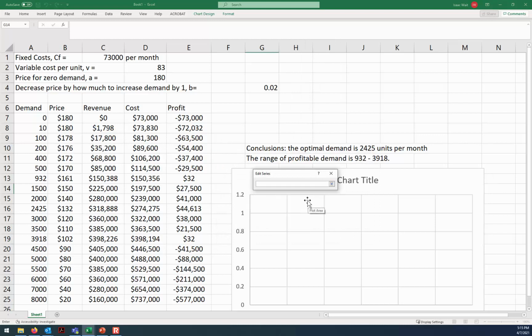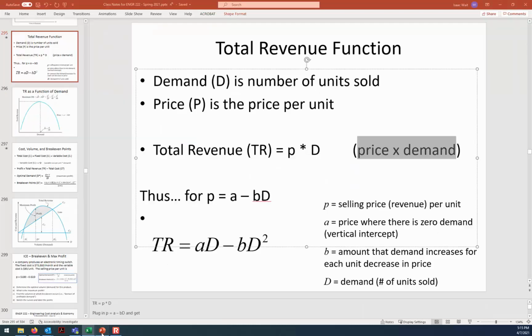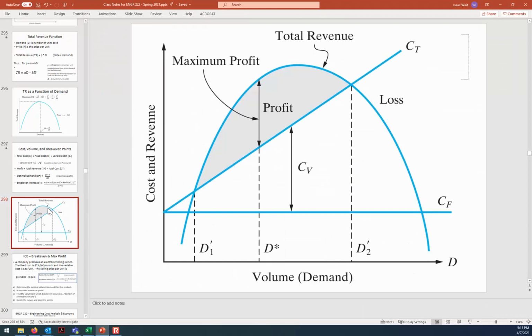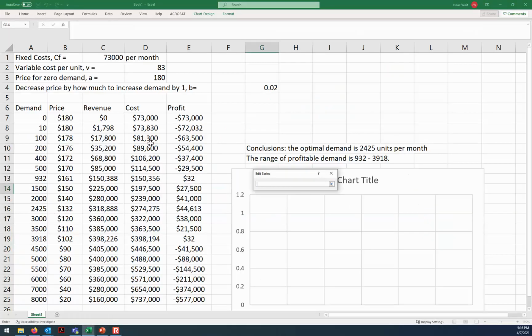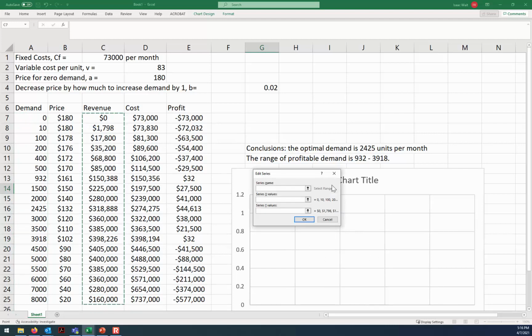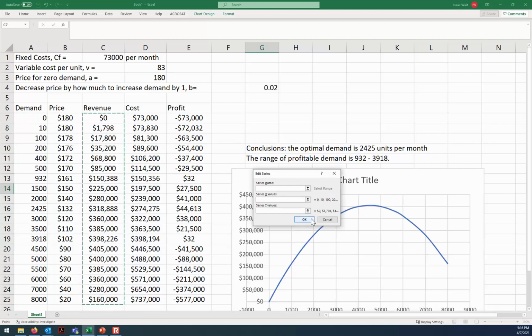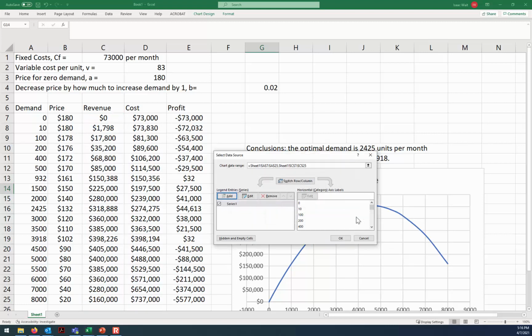So on my x-axis, if I want it to look like this figure, on my x-axis is going to be demand, and on my vertical axis, let's do revenue for this first one. Okay, so on the x-axis is demand, and on the y-axis I want it to be revenue. So it should be that nice curve like we saw before. Oh, there it is. It looks good. Okay, that's good. Let's add another one.